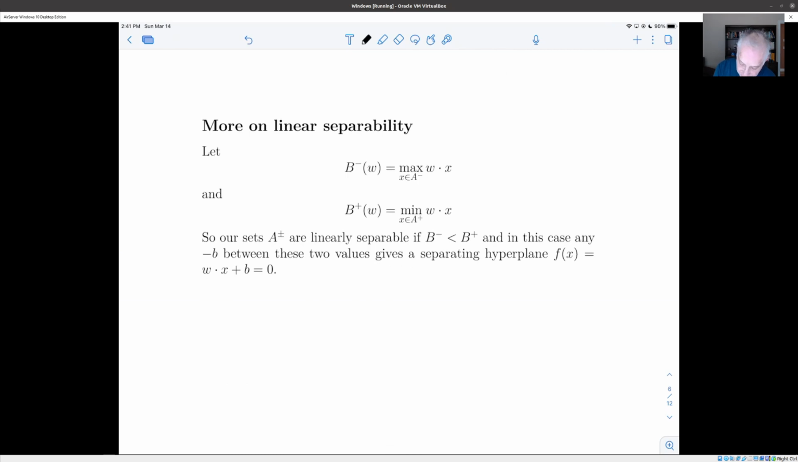So given the fact that we're interested in these numbers, let b minus of w be the maximum value of w dot x on the negative points, and b plus be the minimum value of w dot x on the positive points. These are functions of w. And our sets are going to be linearly separable if b minus is less than b plus. And if b minus is less than b plus, you can choose minus b between b minus and b plus and let f of x equal w dot x plus b, and that will be a separating hyperplane.